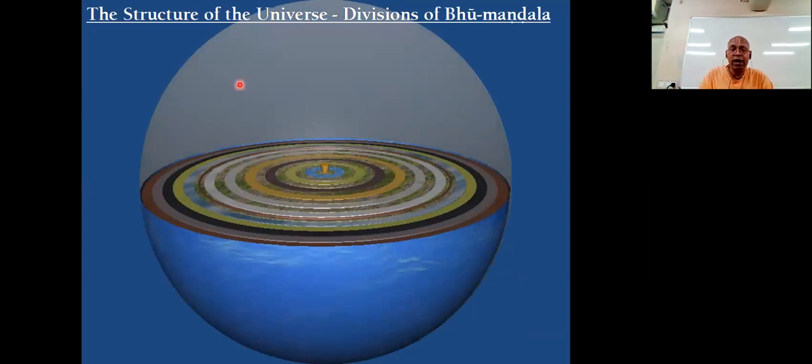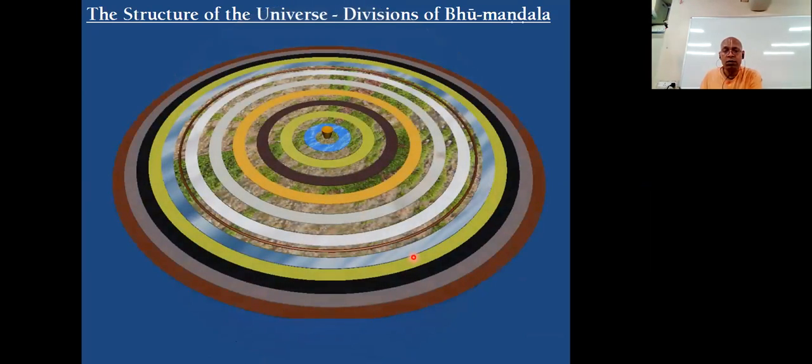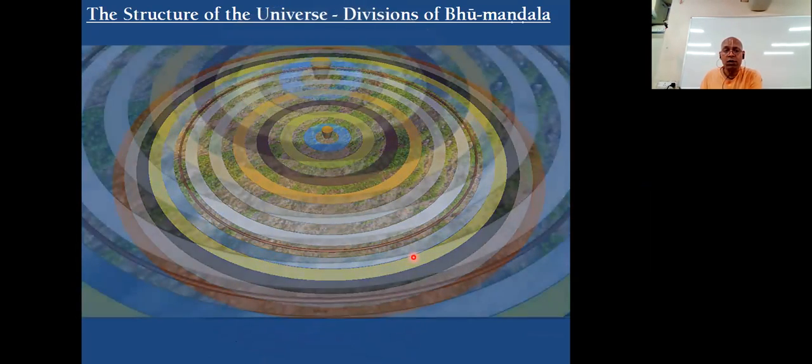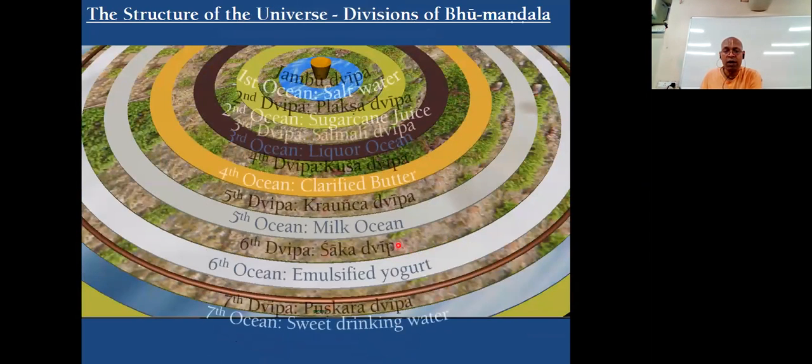Here you can see the entire 3D picture of the universe, in which this is the Bhumandala. These are all the different divisions, with Mount Meru in the middle. This is the close-up of the Bhumandala, and you can see all the details: Jambudvipa, saltwater ocean; Plakshadvipa, sugarcane juice ocean; Shalmalidvipa, liquor ocean; Kushadvipa, ghee ocean; Krauncha dvipa, milk ocean; Shakadvipa, butter ocean; Pushkaradvipa, sweet water ocean, etc. There is a small video about the entire Bhumandala.